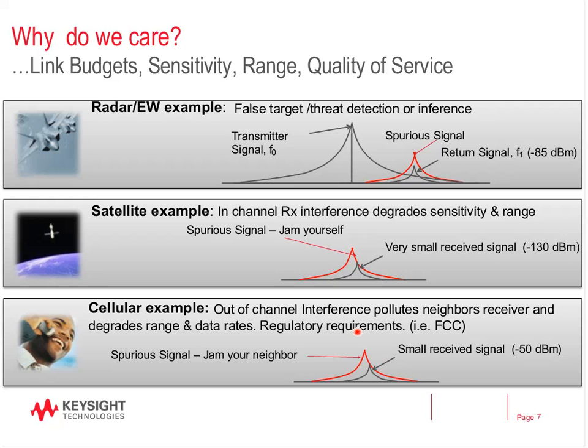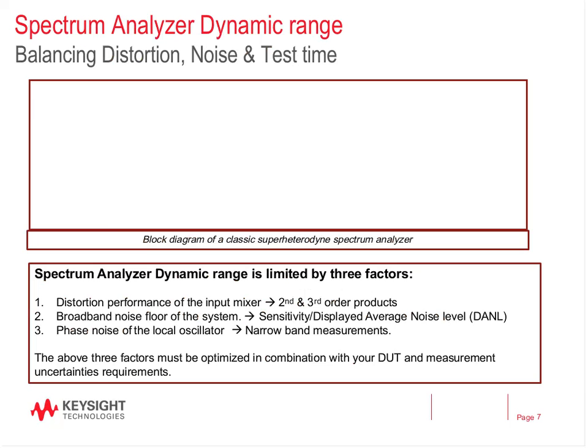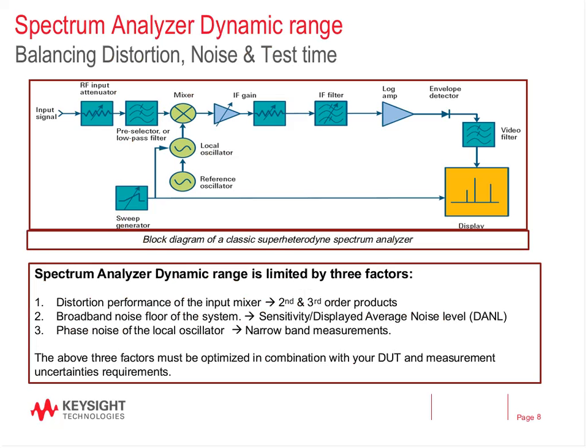Obviously, regulatory requirements come into play. So in the US, you've got the FCC that may regulate a certain harmonic or spur content. And you need to ensure that your device does not jam your neighbors in that situation, okay? And each one of these has various levels of sensitivity and how small they have to be depending on the use case.